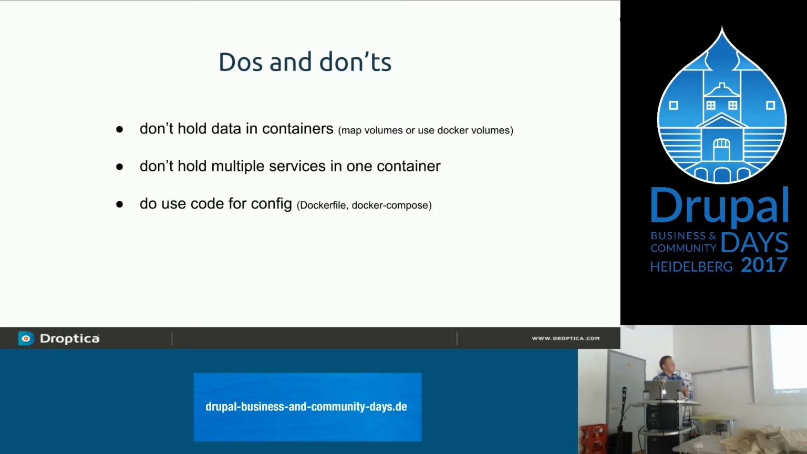Docker now has a notion of volumes which you can use, and they are more persistent than the containers. Or you can map your local file system, so your host file system folder, onto the Docker, or a file into the Docker file system. And when you destroy a container, this volume stays and the data within it stays.